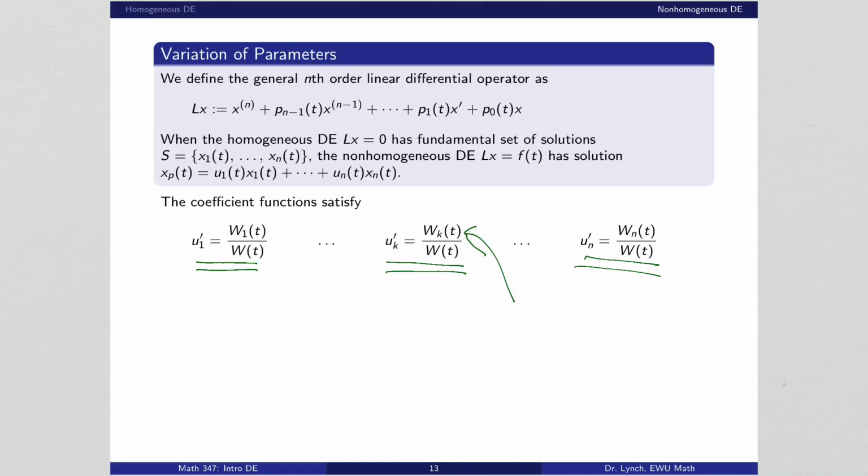Okay, so of course once you have these, you have to find an antiderivative of each of these to be able to write u1, u2 out to un, and once you do that, the particular solution is, as you might expect, that linear combination of those n linearly independent functions. Okay, so again, I won't ask you to know this, but it's worth mentioning because it's a nice generalization of what we've done before. Okay, so that's it for higher order differential equations.